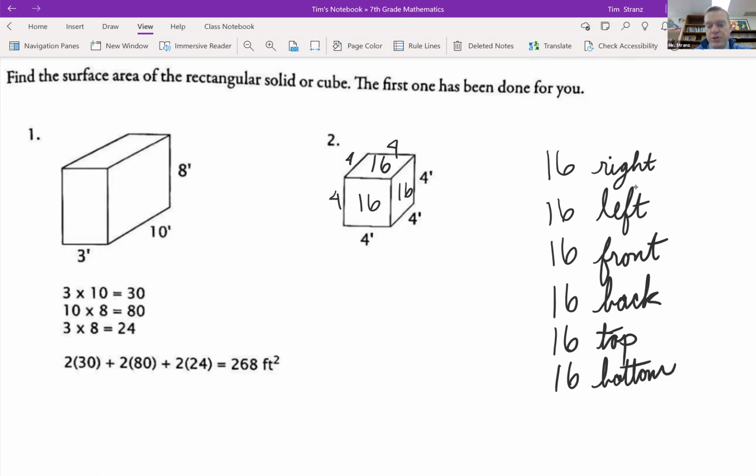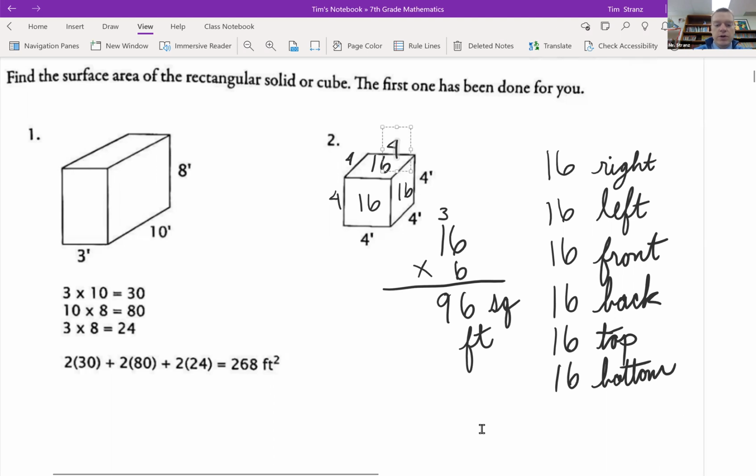So for the surface area, you're adding up all of these 16s, or in other words, you're taking 16 times 1, 2, 3, 4, 5, 6. So if we take 16 times 6, that'll give us the answer. 6 times 6 is 36. That's going to be 96 square feet. Okay, for number 2, 96 square feet. All right, let's go on to number 3.